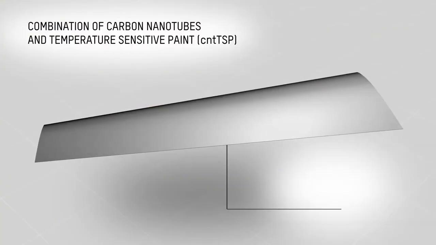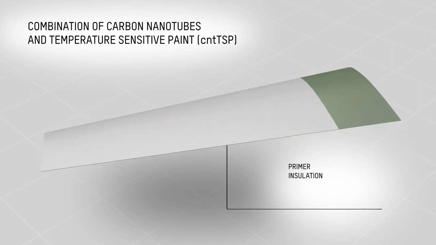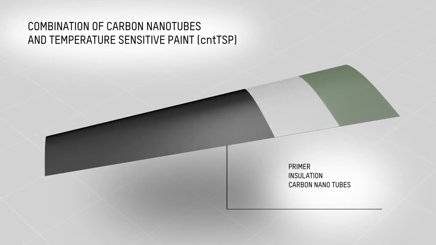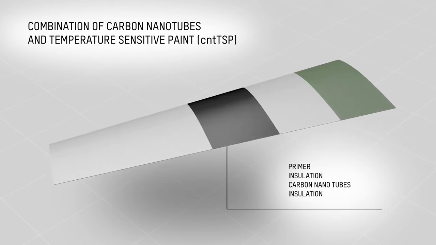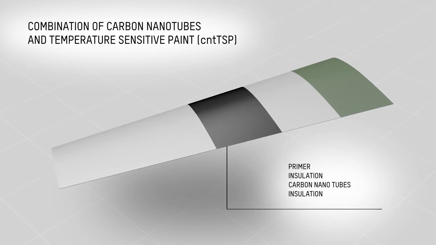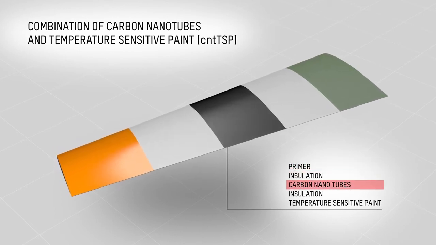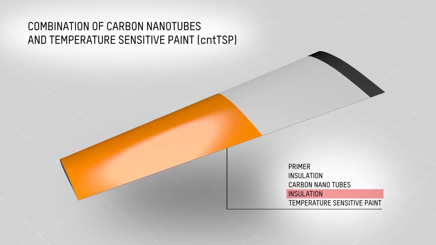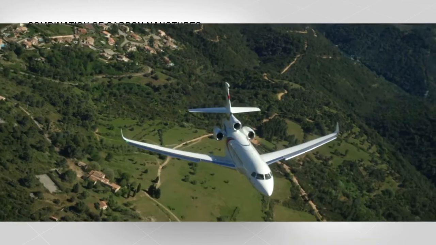Another new approach within the BinCola project is the application of the different layers of the active paint layer, especially on the highly curved surfaces of the nacelle. The coating is applied in a small pocket of about 1/10 of a millimeter, comprising primer, insulation, carbon nanotubes for heating, a second insulation layer, and finally, the active temperature-sensitive paint on top.